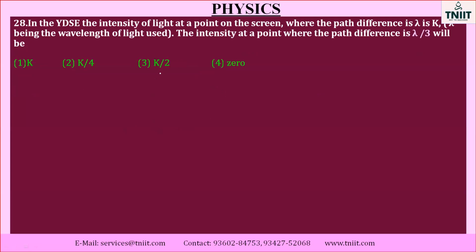In the Young's double slit experiment, path difference is K. What happens for lambda by 3? You know that the relation between the phase and path is, phase is 2 pi by lambda into path. What is the path difference they have given? Path difference is lambda by 3. So these two will get cancelled out, 2 pi by 3.